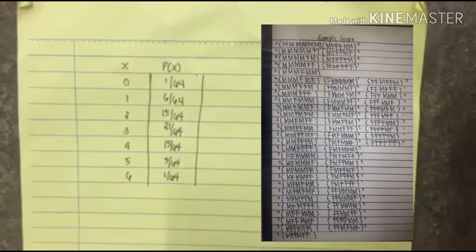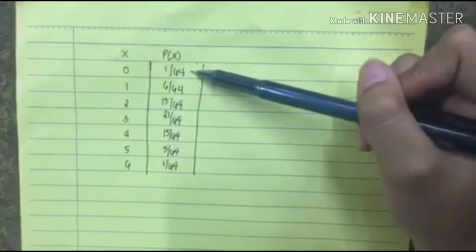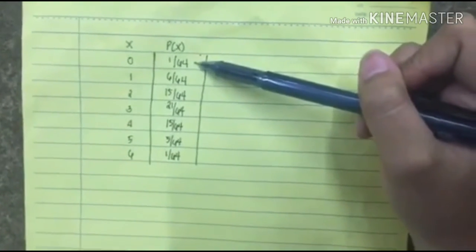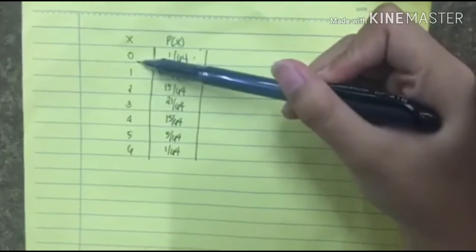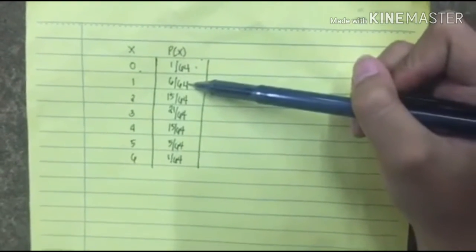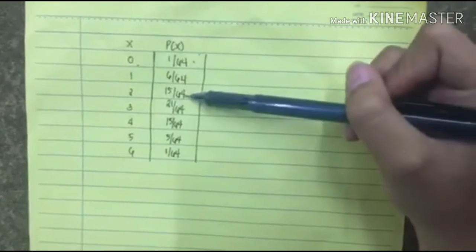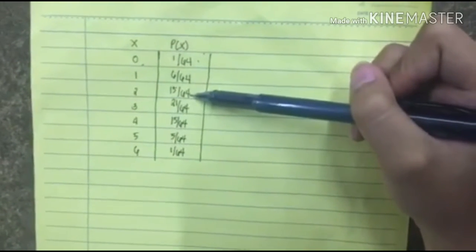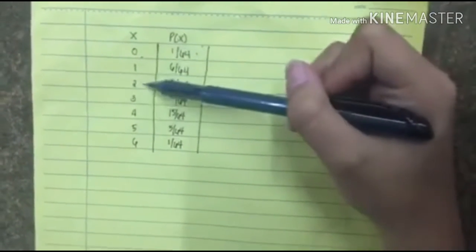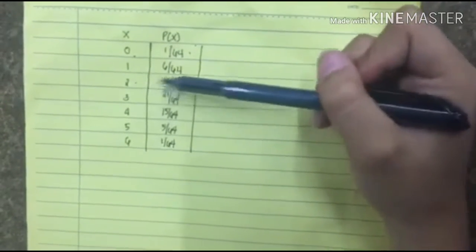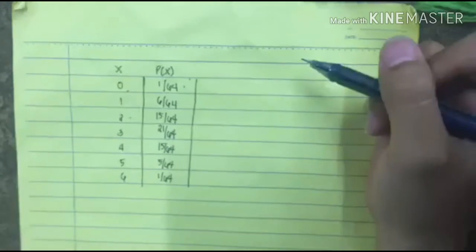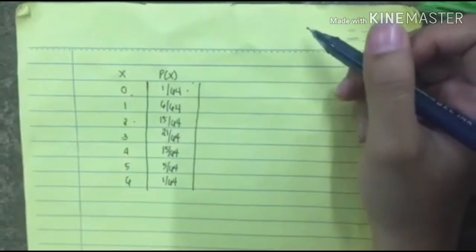According to this, there is a 1/64 probability that there will be no male piglet, 6/64 that there will be 1 male piglet, and 15/64 that there will be 2 male piglets, and so on. After listing all of those probabilities, we must identify the mean.